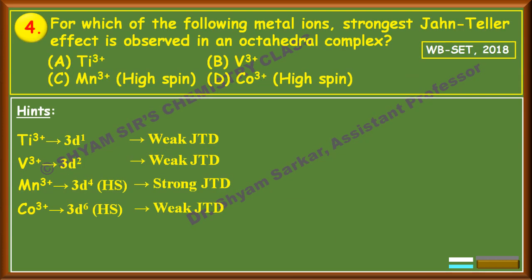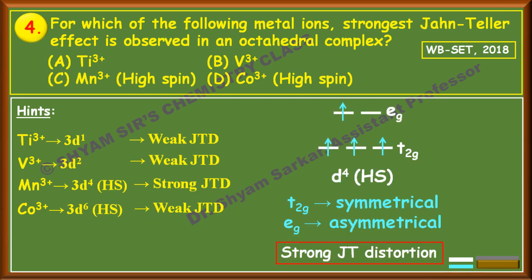Okay, so this answer you can also work out from other possibilities. So see, if you look at the symmetrical and asymmetrical arrangement of electrons in d orbitals. So for d4 high spin, if you see the electronic arrangement, t2g is symmetrically filled, but eg is asymmetrically filled, and this asymmetrical distribution of electrons in the eg orbital shows strong Jahn-Teller distortion. Okay, so here option C, that is Mn3+ d4 high spin, will be the correct answer. Okay, in this way you have to solve this type of problem.